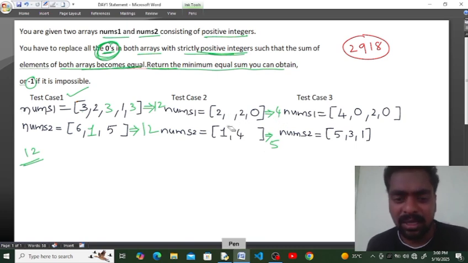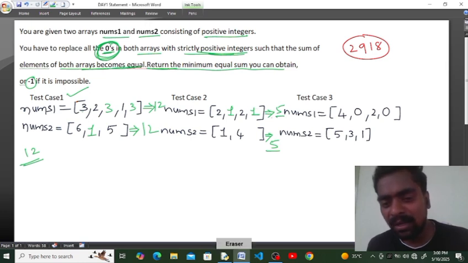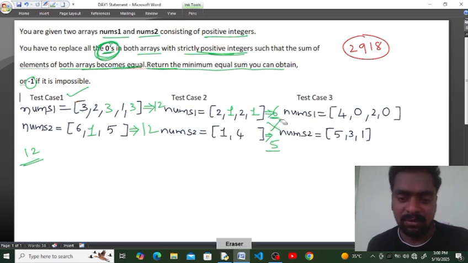So what I will do is replace the first zero with 1. Now what is the total sum of nums 1? That will be 5 and 5. But this is not the answer because the second zero is not replaced here. As per the question, every zero must be replaced with a positive number. So definitely the second zero also you have to replace with 1 or 2, any number. If you replace the second zero with 1, the sum of the first nums array will be 6 and not 5. So it is not becoming equal, right?